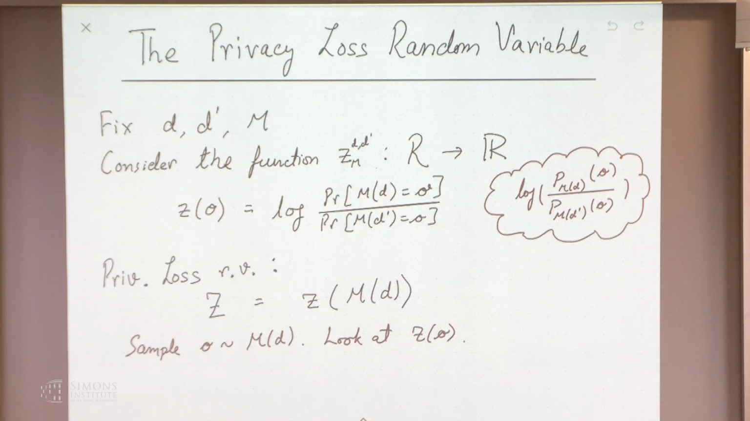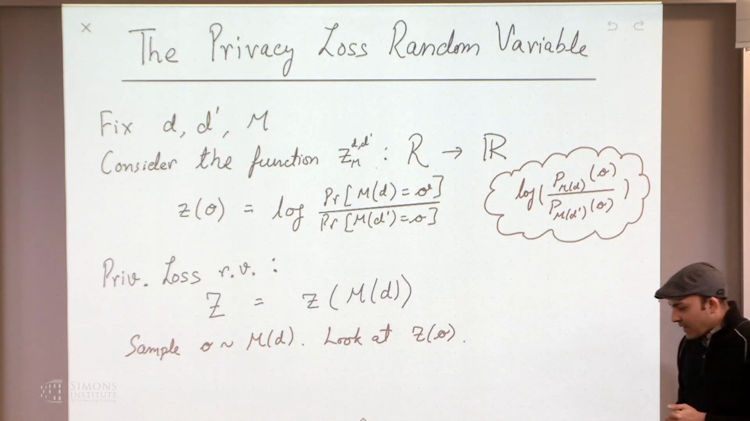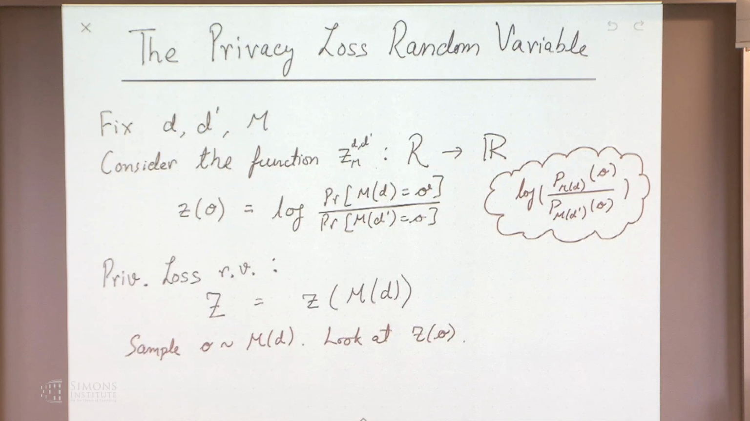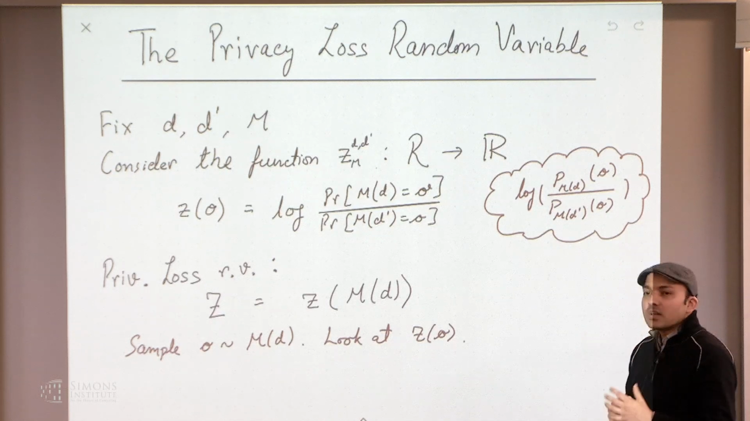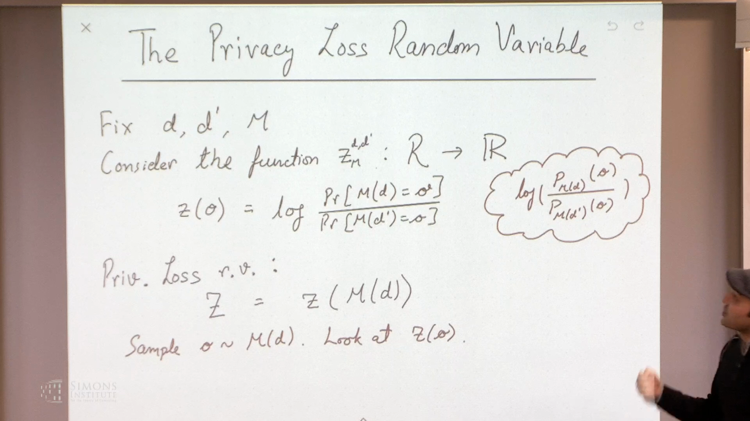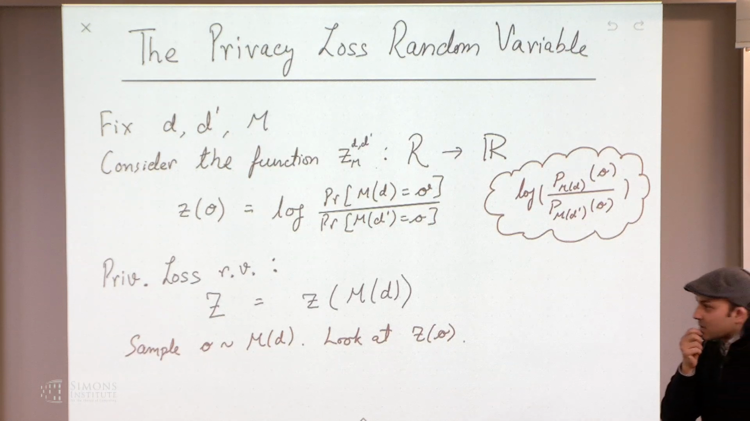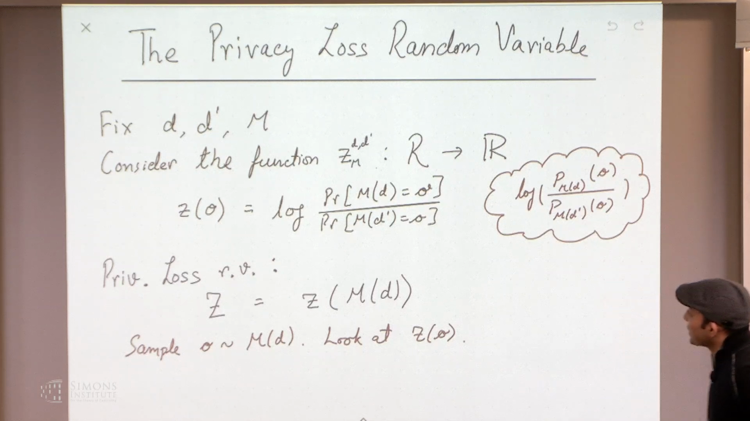Okay, so I'll deviate a little bit from the usual treatment of differential privacy for reasons that will become clear. So a central concept in this talk will be this notion of the privacy loss random variable. So what is a privacy loss? Privacy loss random variable is a lot of notation, so let's go over it slowly.